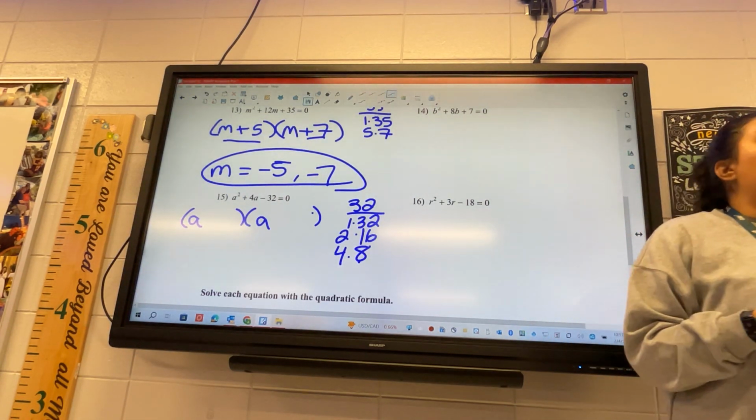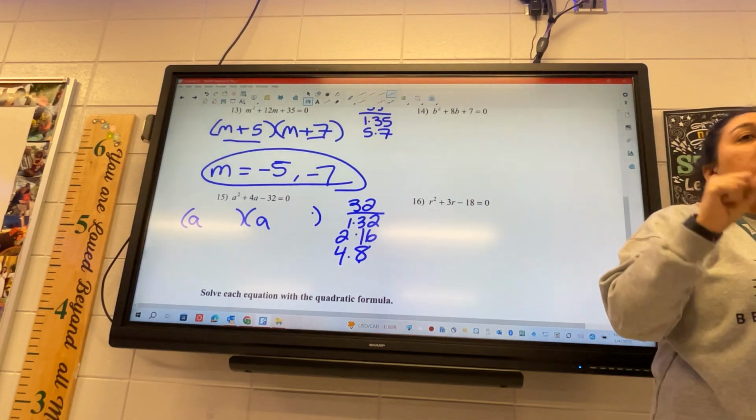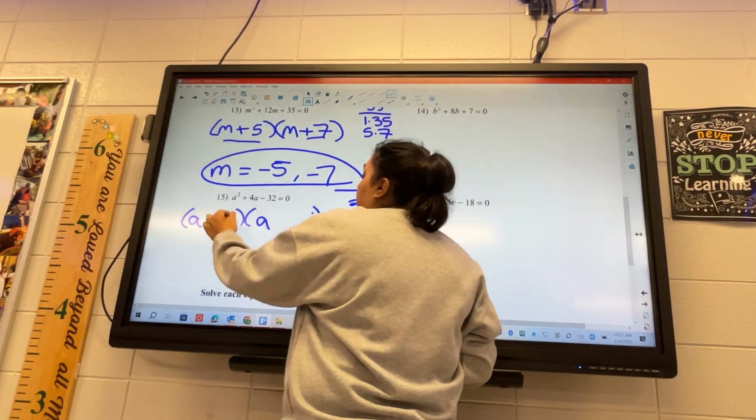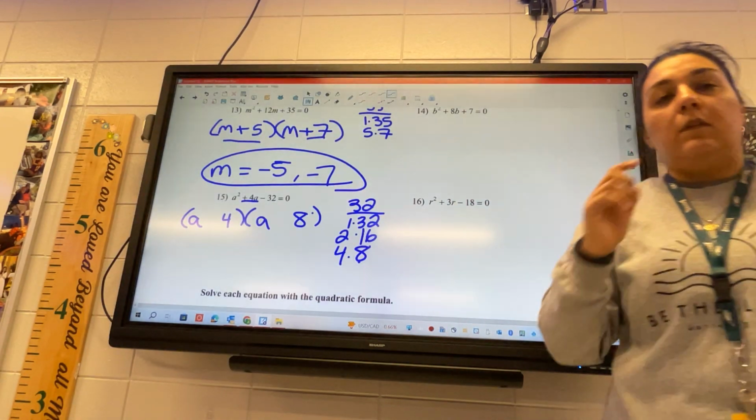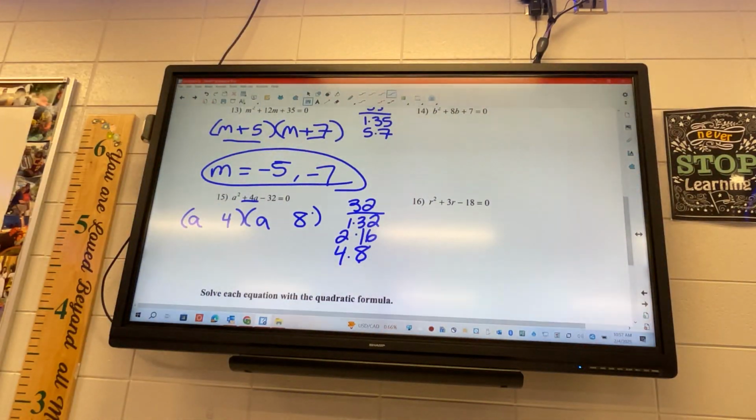Where did I say to normally pick from? Top of the list or the bottom of the list? The bottom of the list, okay? So we're going to say 4 and 8. I need a positive 4. I need a positive 4. So look, minus 12 positive.